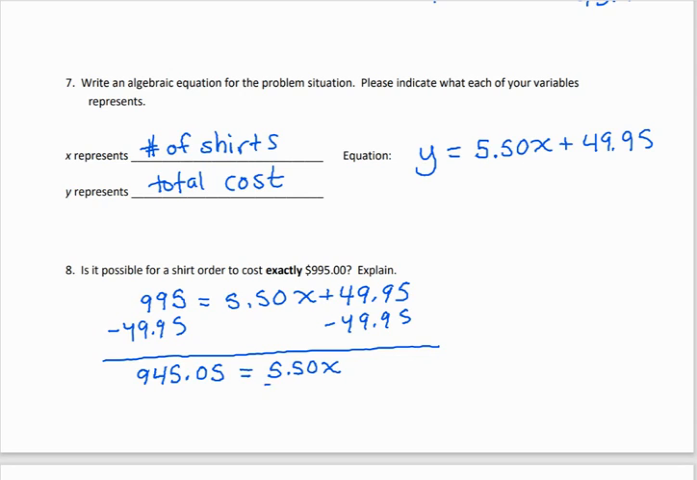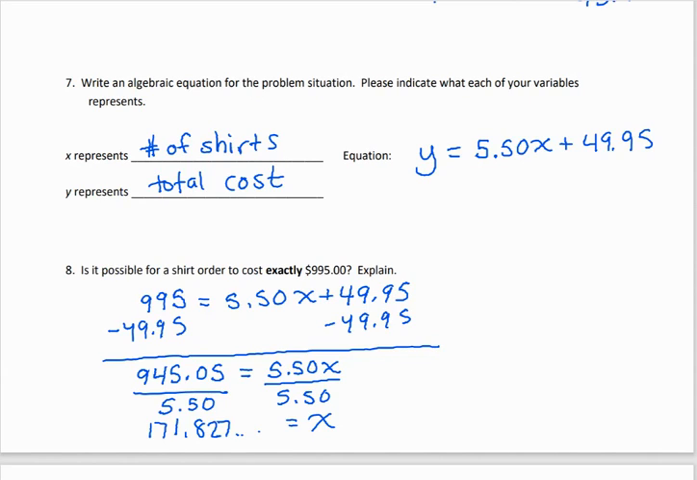And then what do we do? Divide. Why does this happen sometimes? Sometimes it stops me from writing. There we go. So, right. So now when I divide that, I get 171.827, yada, yada, yada, equals X.